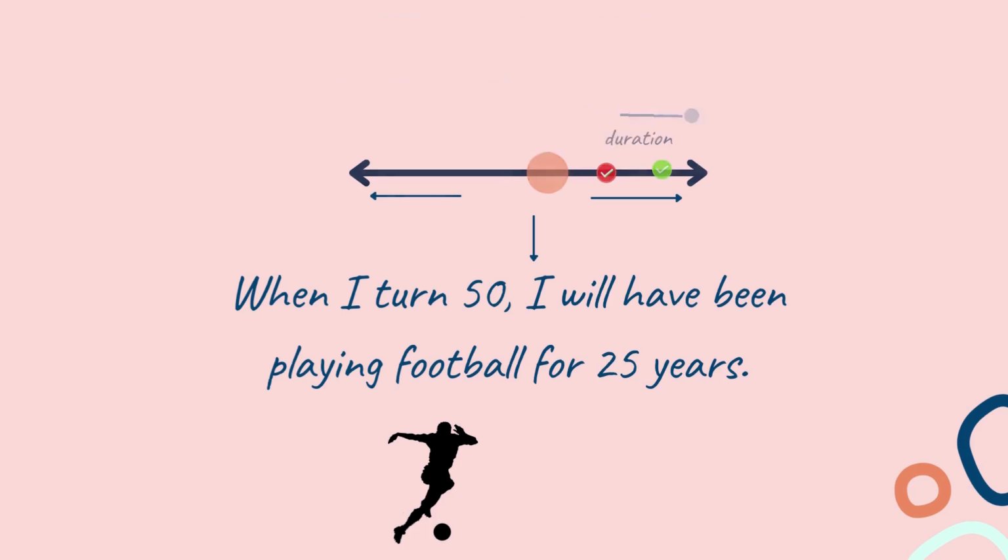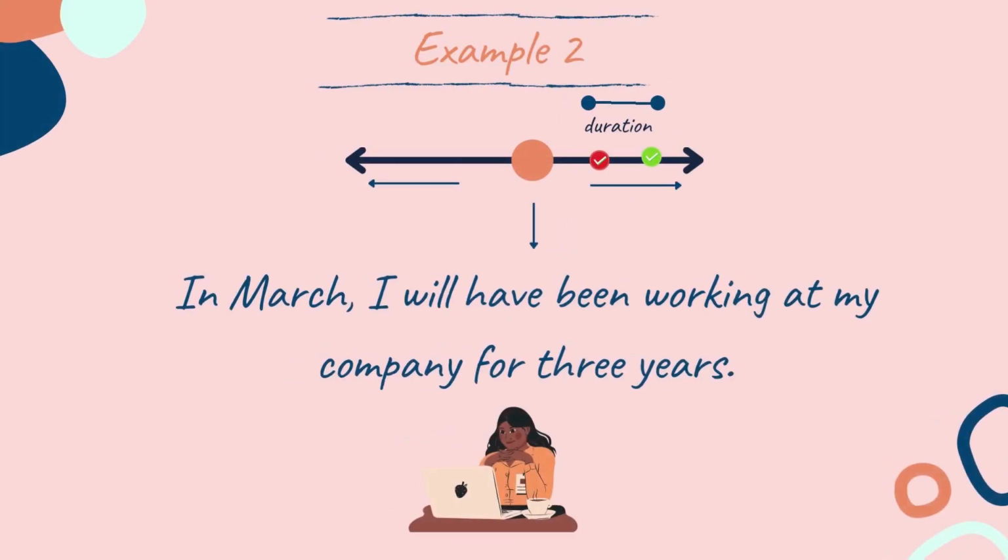Now let's look into the next example. In March, I will have been working at my company for 3 years. Here, the activity of working will have already started sometimes before. It would be a continuous process for 3 years. But when? It will be in March. Also, the duration is mentioned as 3 years.